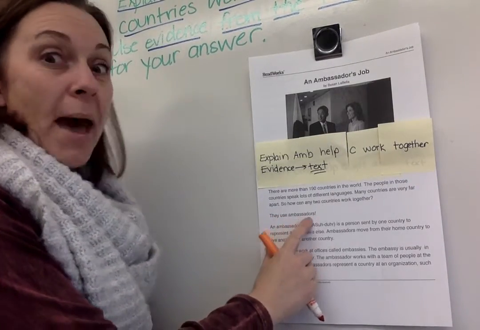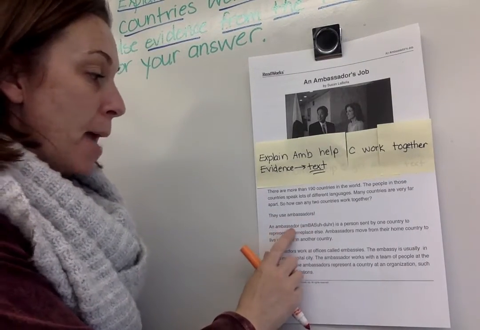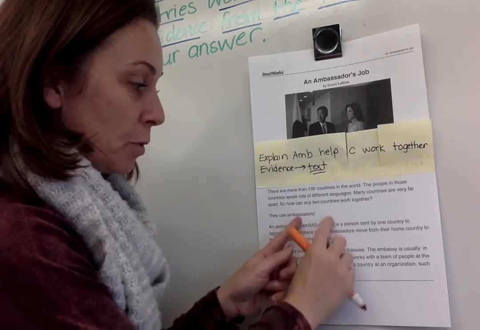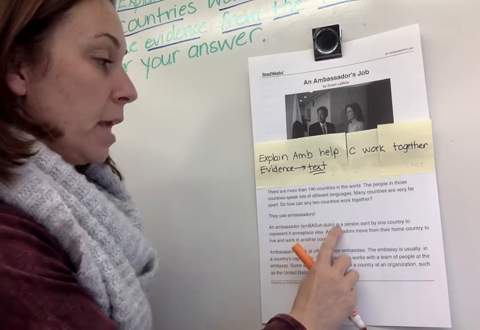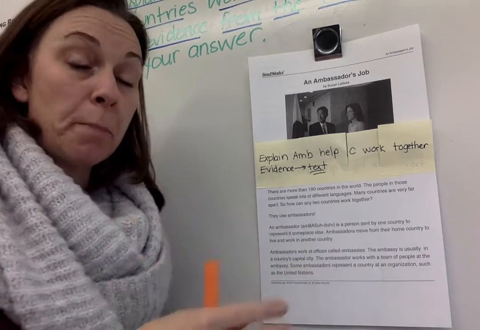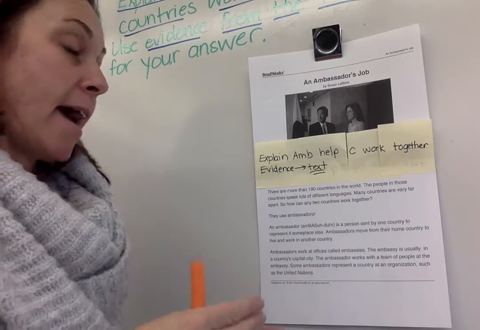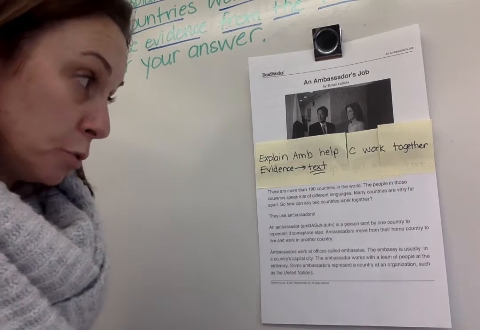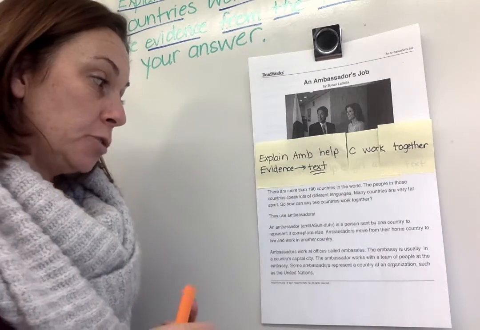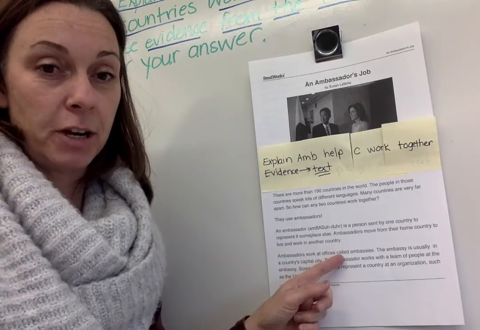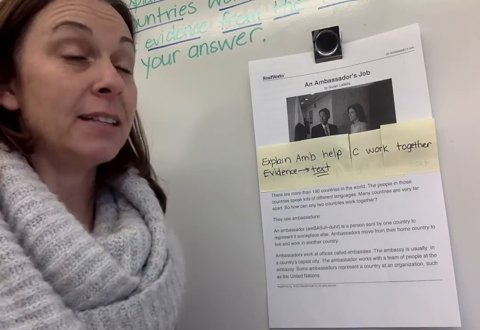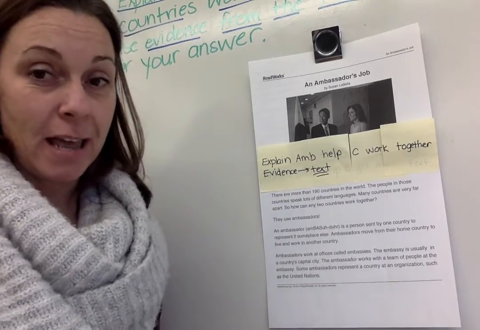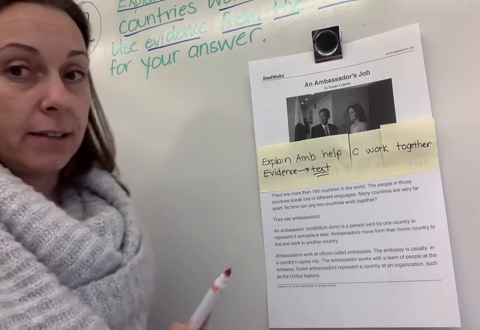They use ambassadors. An ambassador, and this is like one of those little pronunciation guides, is a person sent by one country to represent it someplace else. Ambassadors move from their home country to live and work in another country. All right, so that doesn't really tell me how they do it. That tells me what an ambassador is. Let's go on to the next paragraph.